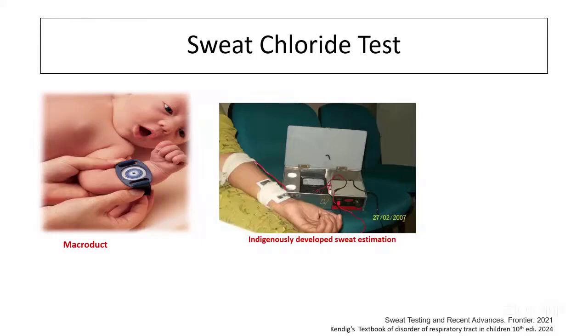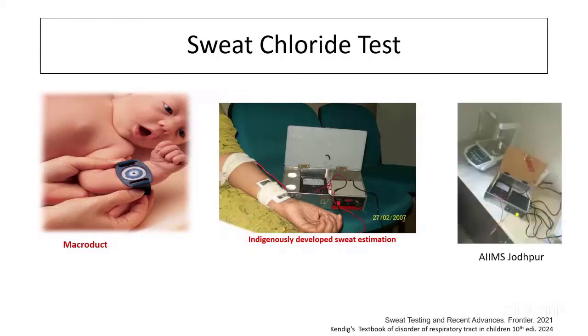What we do is put pilocarpine on the volar surface of the forearm, then apply a positive electrode. We give the positive current, and then after half an hour, we collect the sweat from that area. Then we do the chloride analysis on that collected sweat, and if it is more than 60, then it is positive. Based on this method, we also developed the sweat chloride test, and using the same method, we also do sweat chloride estimation at our center.